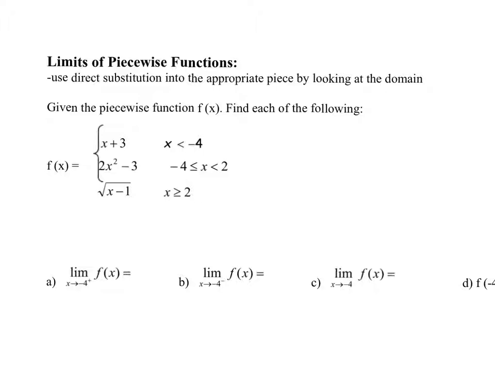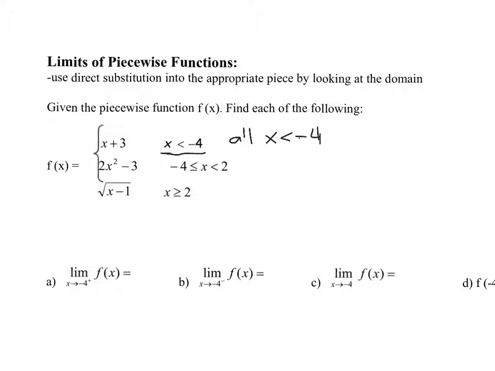Okay, let's look at some limits using a piecewise function. If you remember a piecewise function, which we studied a little earlier this year, it's a function that takes different values in different ranges. For example, for this function, it takes the value of x plus 3 when x is less than negative 4. So these are all x less than negative 4. If I did negative 5, negative 6, anywhere to negative infinity, I would use that part of the graph.